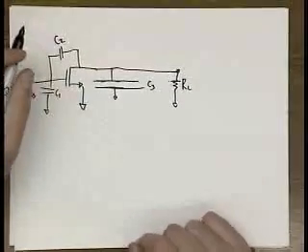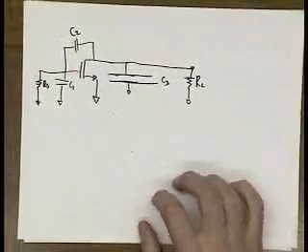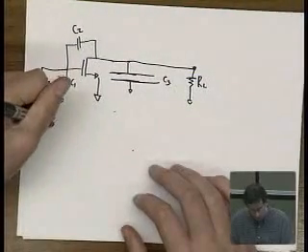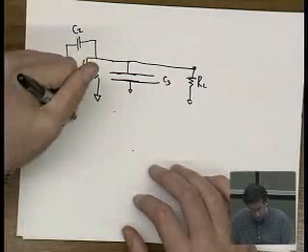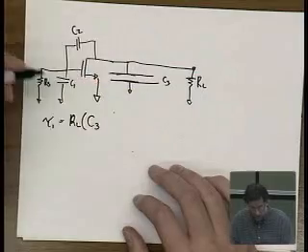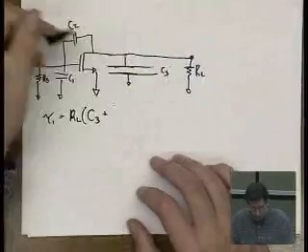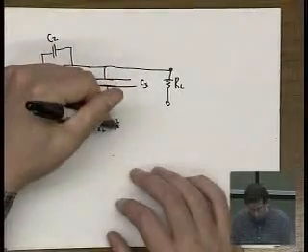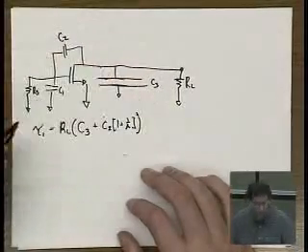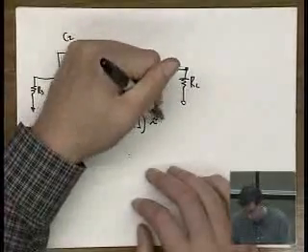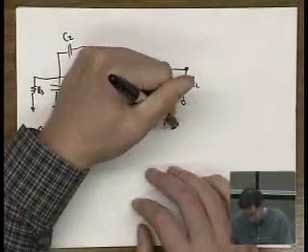Now what's the dominant pole here? The output. Yep. So tau 1 is just equal to RL, and the capacitance seen is basically C3 plus C2 times 1 over 1 plus A. Basically RL times C3 plus C2, which in this case is roughly going to be equal to RL times C3.